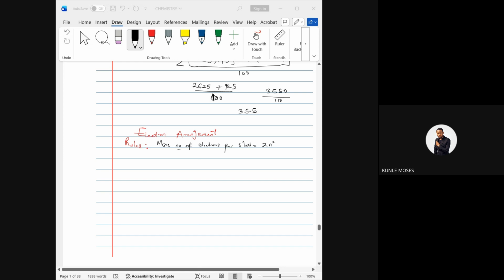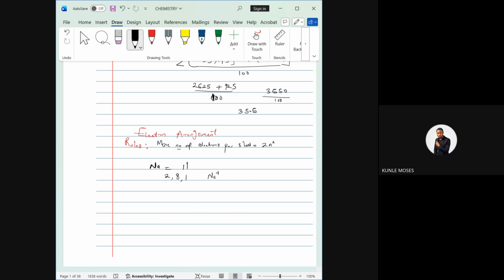Now we have SPDF. Now, if we are talking about sodium, the atomic number of sodium is 11, right? So that would be 2 for the first part, 8 for the second part. So we only have 1 left. And that is why sodium will always lose 1 electron to have Na plus.